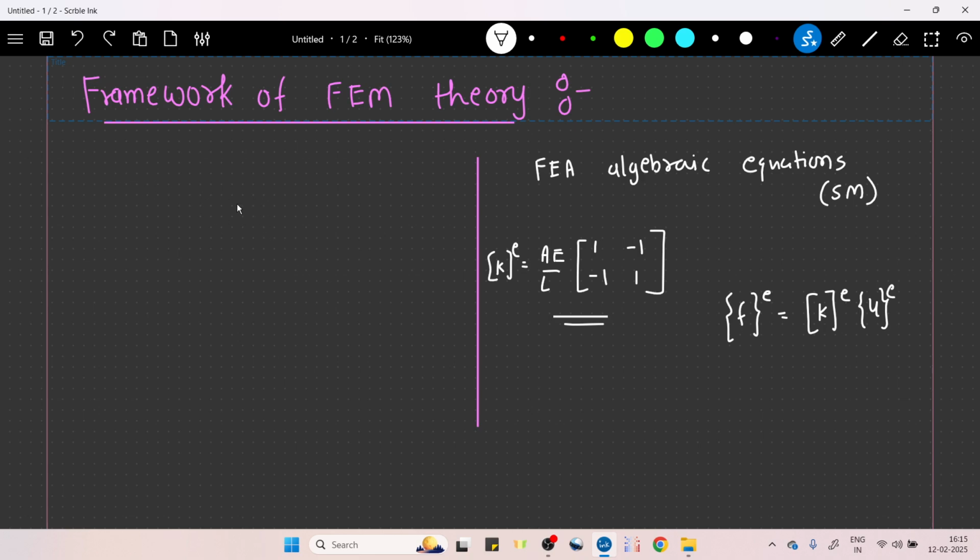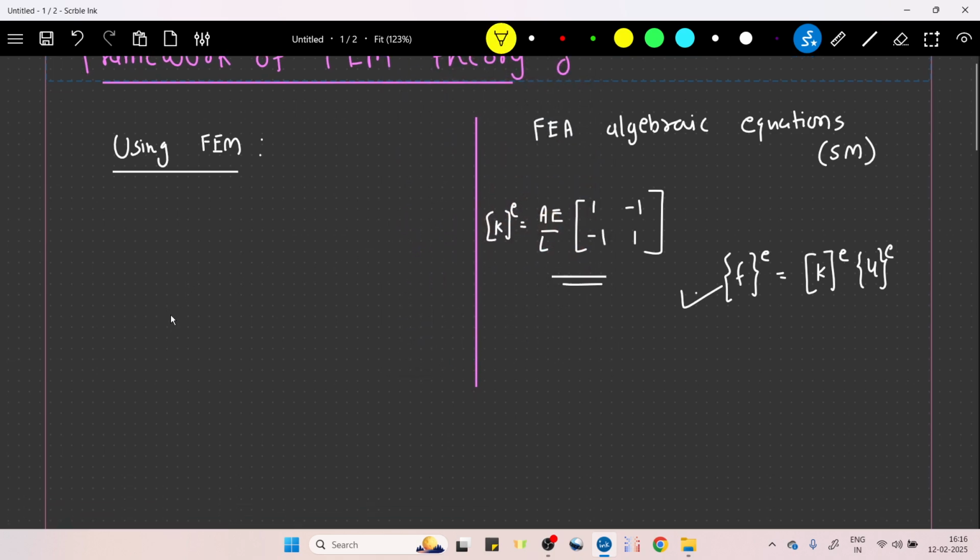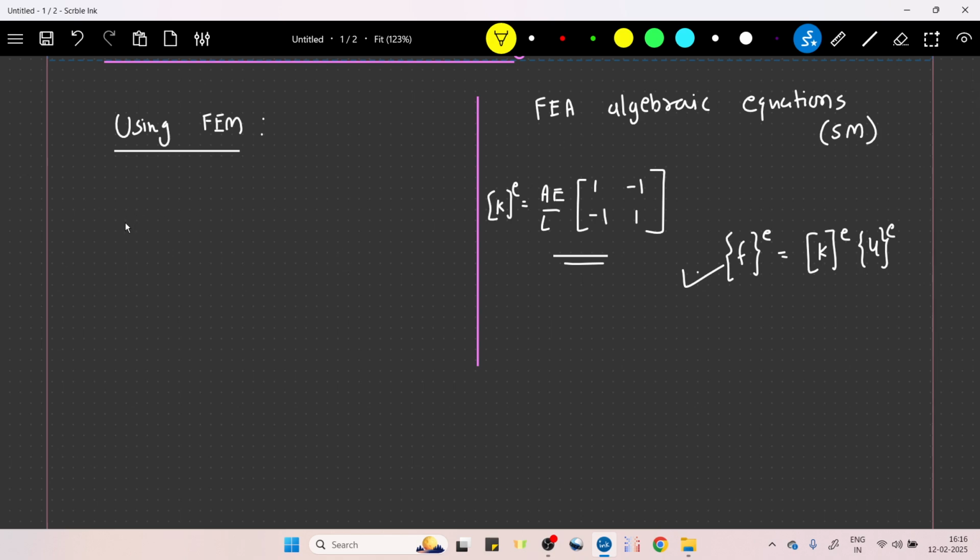So from this lecture onwards, for the next 5 to 6 lectures, we will derive algebraic equations using the FEM method. So we'll derive these same equations, but using the FEM method. So let's get started. First I will just give an overview of the steps that are needed to derive the FE algebraic equation.